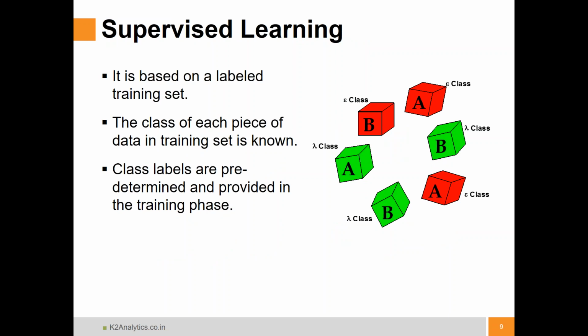If I add additional information, basically I assign a class label to each of them, lambda and epsilon.